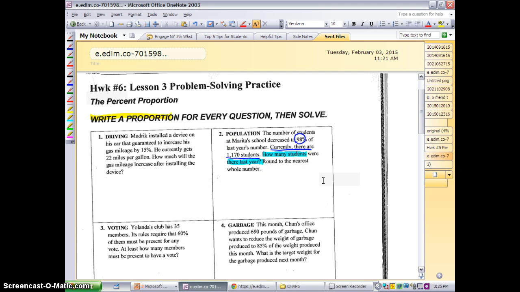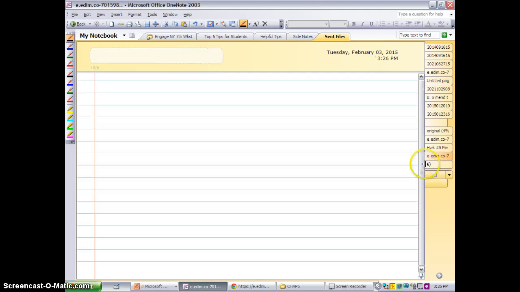So let's get started. The first question is asking us, actually we're going to start with number 2. We do need to write a proportion for every question, then we're going to solve. So that's what we learned today in class. Now, when we set up the proportion, let me just briefly show you.